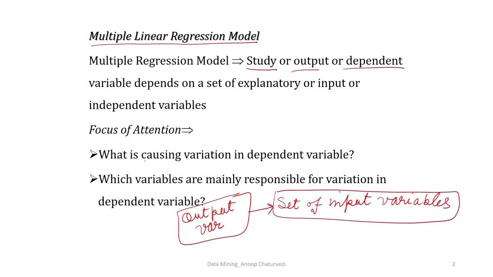So, this issue is important. What is causing variation in dependent variable? Then, which variables are mainly responsible for variation in dependent variable? So, which set of variables is important, so that we may include those variables in the model.